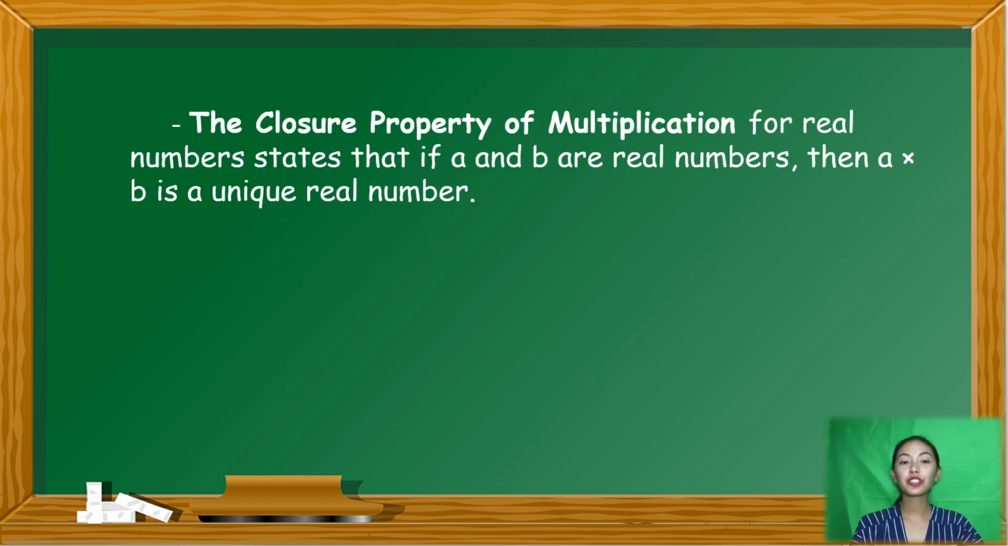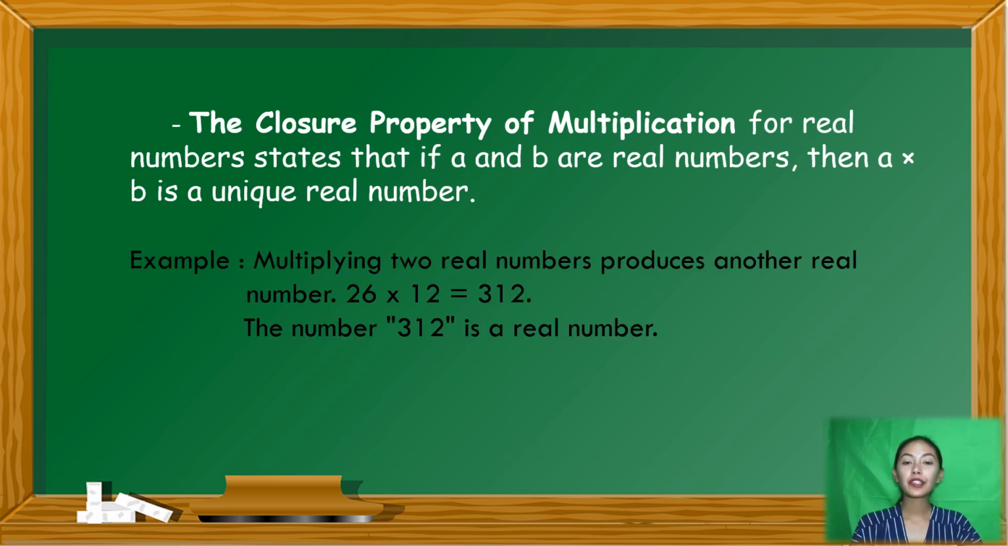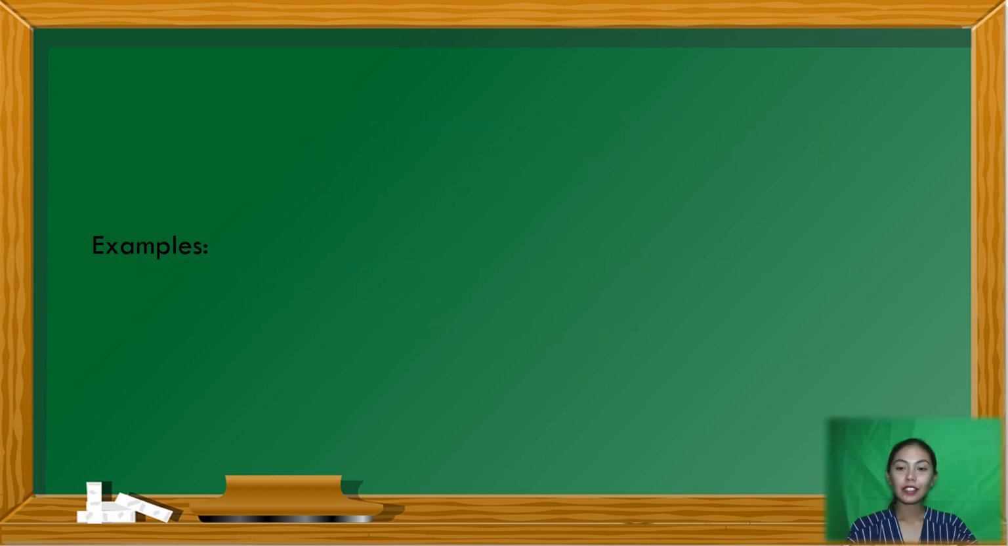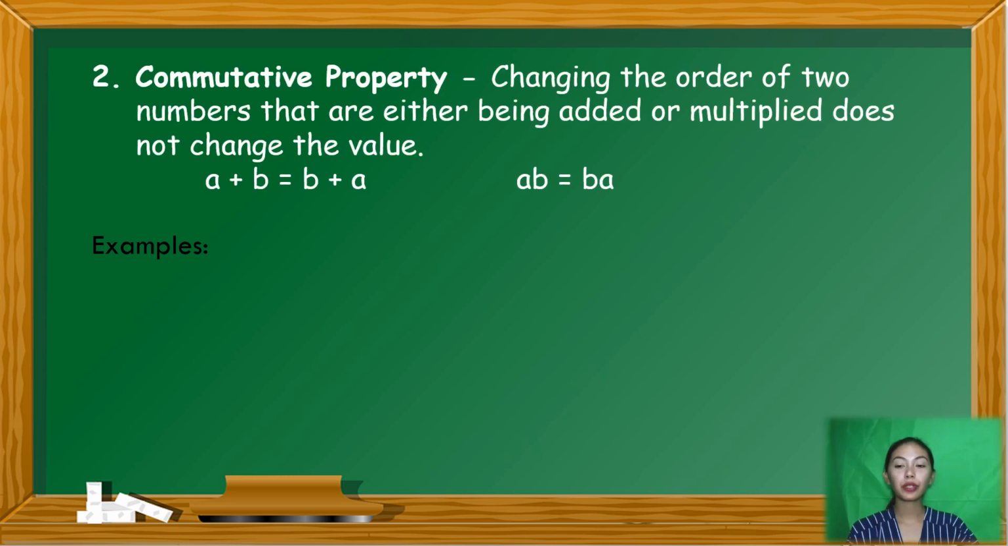Next, the closure property of multiplication for real numbers states that if A and B are real numbers, then A times B is a unique real number. Example: multiplying two real numbers produces another real number. If we multiply 26 and 16, it will produce 312, and 312 is a real number. Thus, it satisfies the closure property of multiplication.